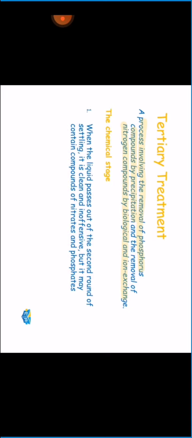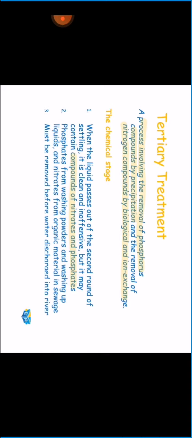Tertiary treatment is commonly referred to as the chemical stage, and basically when the liquid comes from the secondary treatment, it is clean and inoffensive, but it does contain compounds of nitrates and phosphates, and we want to remove those in this stage. So the phosphates come from washing powders or washing up liquids, and the nitrates tend to come from organic material in sewage. These nitrates and phosphates must be removed before the water is discharged into the river, as it could cause eutrophication.